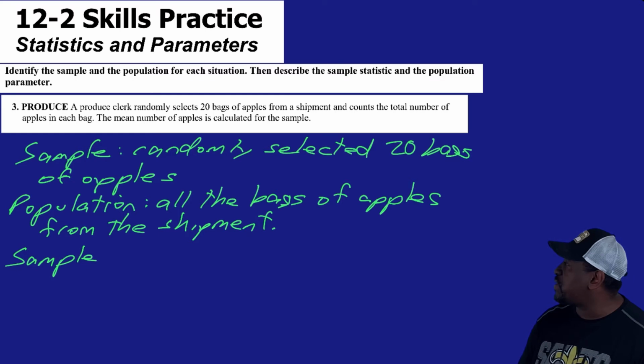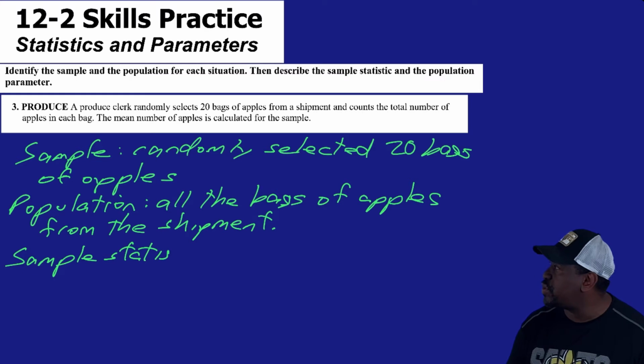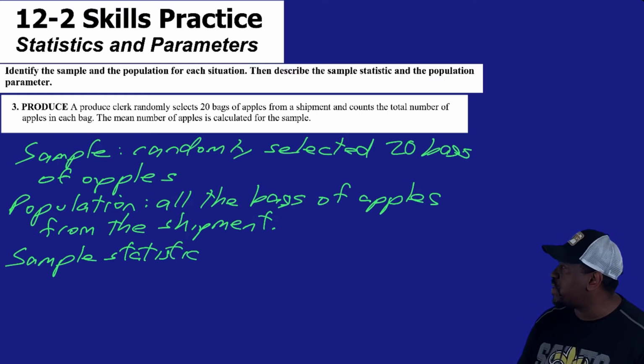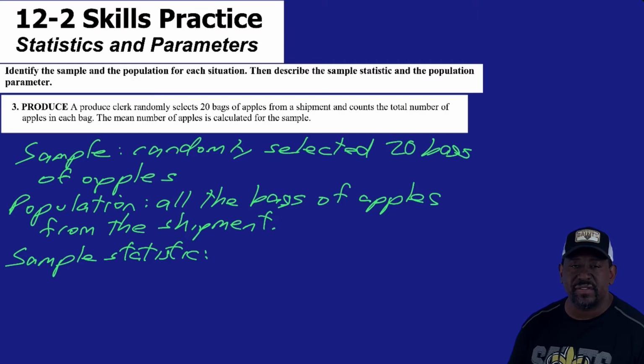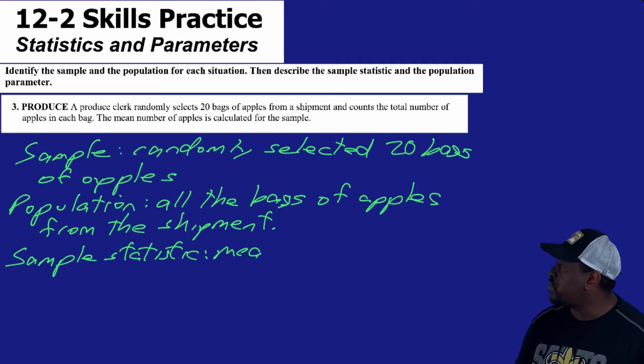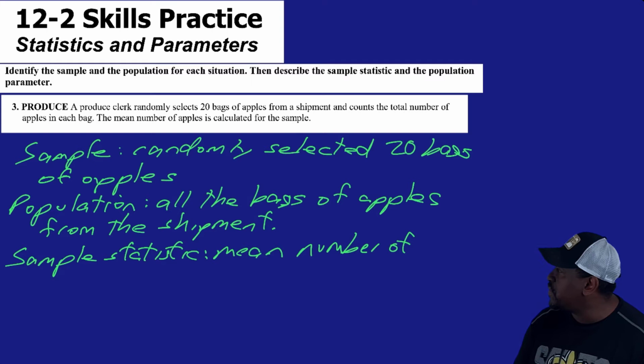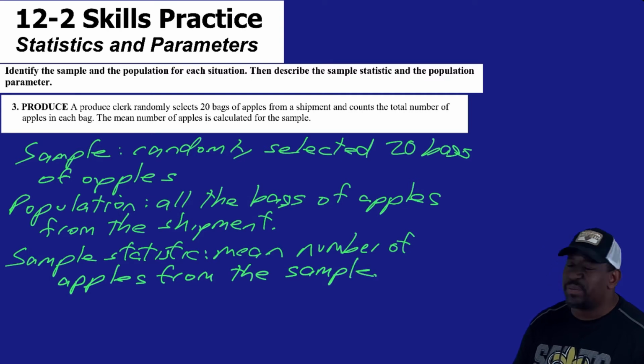The sample statistic is the mean number of apples for that sample size of 20 bags of apples. That's what I would assume that will be. Let's see what the NOLA Mathman comes up with. The mean number of apples, which is basically the 20 bags of apples randomly selected.